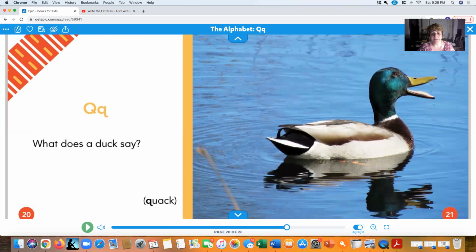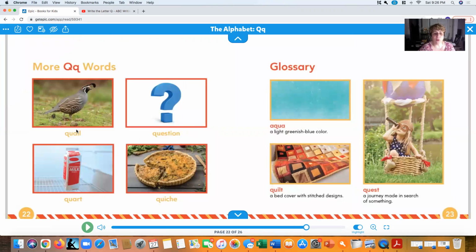Sorry again. Let's see some of the Q words we learned today. Quail, question, court, quiche. This is the color aqua, has a Q in it, and a quilt. And when you're looking for something, you might be going on a quest, which is a journey to search for something. So I hope you learned a lot about the letter Q today.